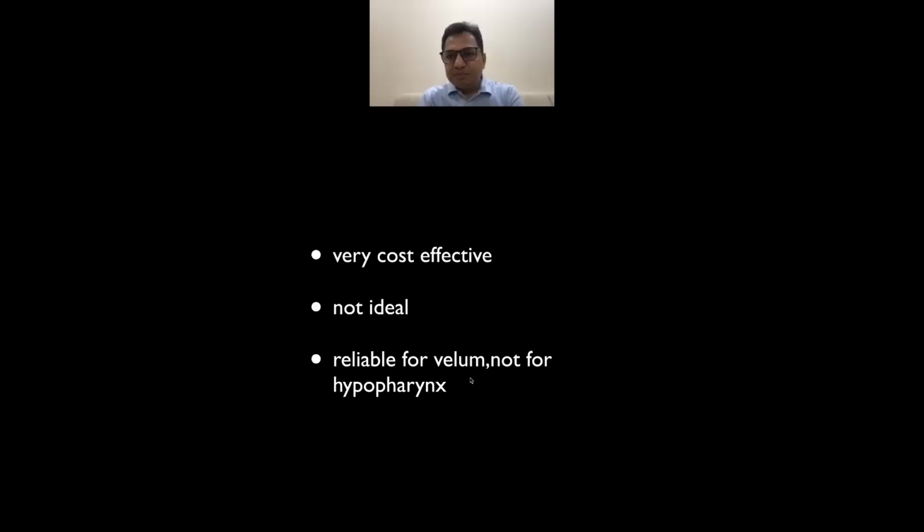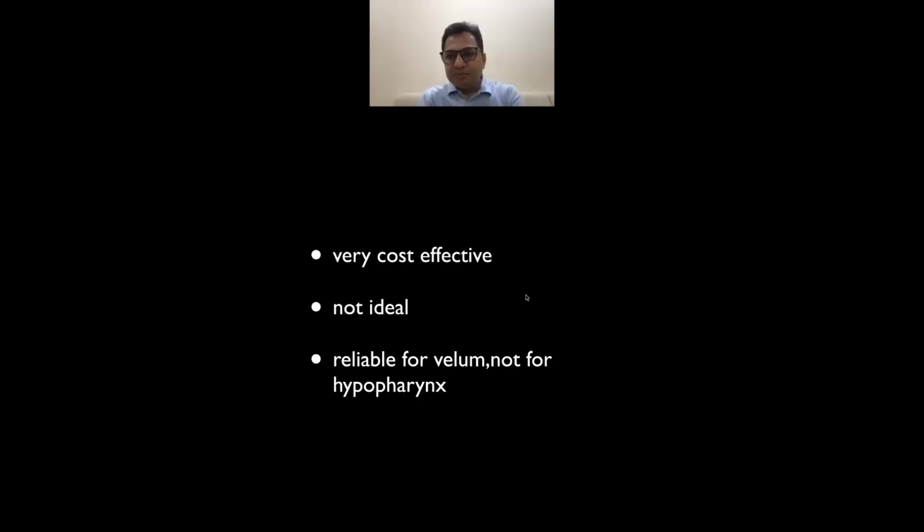You can rely on it for the velum, because in the velum you are only supposed to see the pattern of collapse. Degree of collapse, obviously, you'll see more in drug-induced sleep endoscopy, but you can at least manage with the pattern of collapse, whether it is AP, lateral, or circumferential, that you'll see in the Muller maneuver. But you cannot see what is happening in the hypopharynx. So again, your study is incomplete.